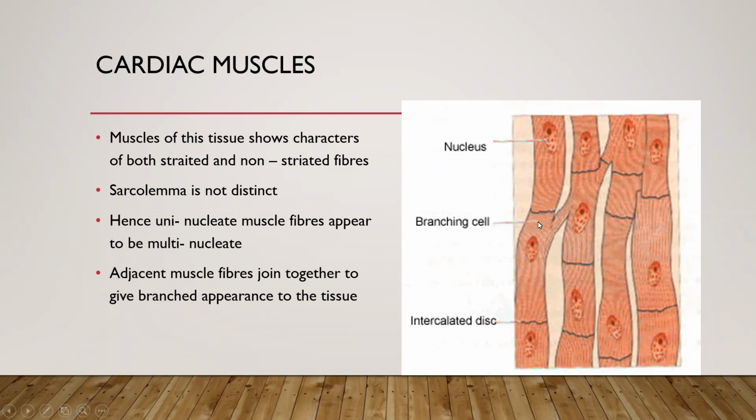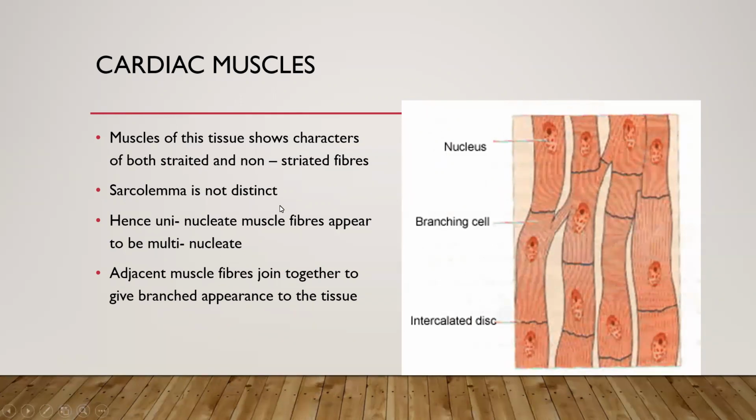In the cardiac muscle, you can see certain bands, that is dark band and light band. So dark band and light band indicate striations, and hence the muscles of this tissue show characters of both striated muscles and non-striated fibers.